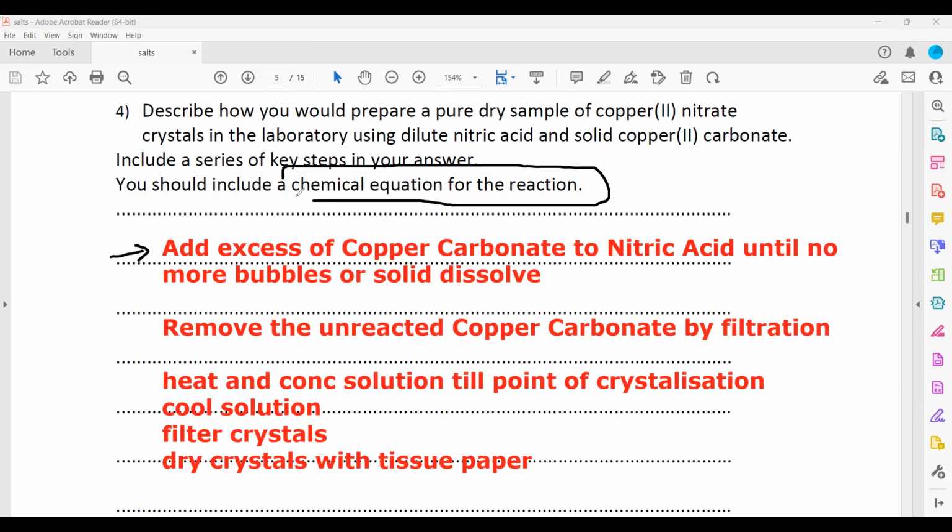1 mark is for the equation when copper carbonate, CuCO3, is reacting with nitric acid, and whenever you write the equation, it must be a balanced equation. So it will produce copper nitrate plus carbon dioxide plus water. And we just put 2 to balance oxygen, and the rest are all balanced.